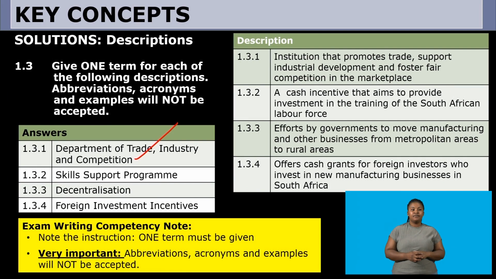A cash incentive that aims to provide investment in training, it is called a skills support program. Then 1.3.3, efforts by government to move manufacturing and other businesses from metropolitan areas to rural areas, it is called decentralization. And lastly, it offers cash grants to foreign investors who invest in new manufacturing businesses in South Africa. That is foreign investment incentives.